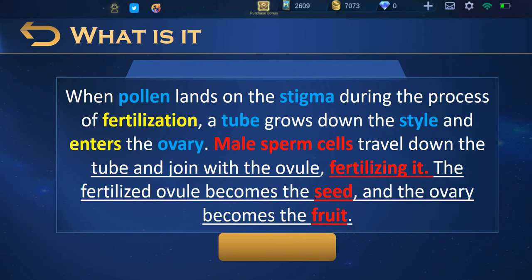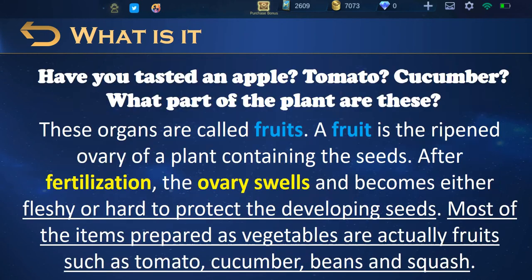When pollen lands on the stigma during the process of fertilization, a tube grows down the style and enters the ovary. Male sperm cells travel down the tube and join with the ovule, fertilizing it. The fertilized ovule becomes the seed, and the ovary becomes the fruit.